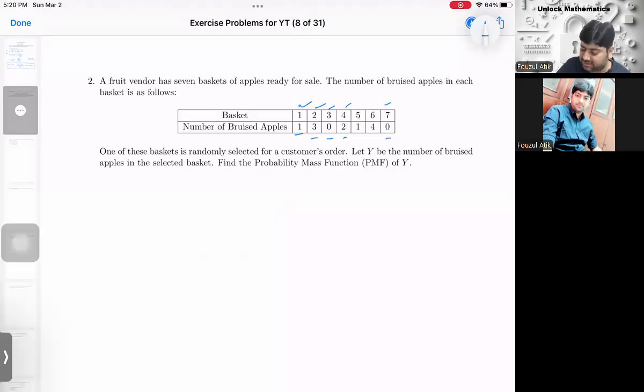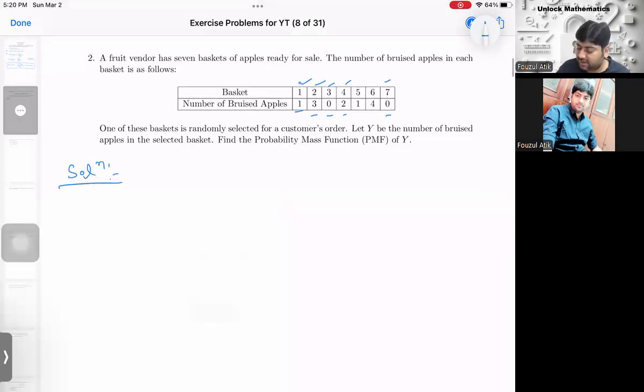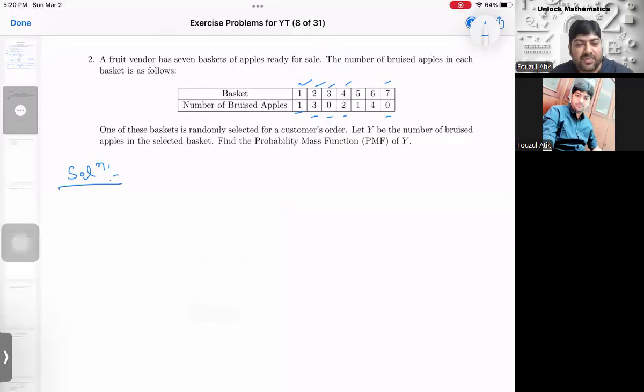So y is actually a random variable. What values can the random variable take? Y is the number of bruised apples from the selected basket. So y can be any number, because whenever you select the first basket, your y is 1. Selecting the second basket, your y is 3. Third basket, your y is 0. Fourth basket, your y is 2. Fifth basket, y is 1. So therefore, which values can y take?